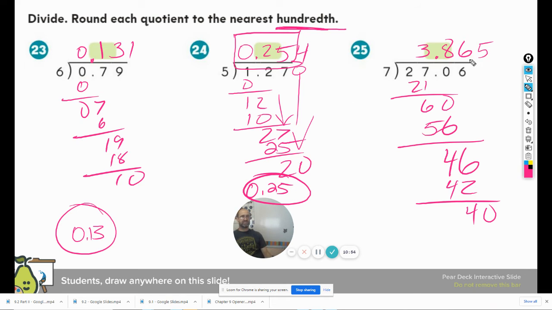Trying to get to the nearest hundredth. As soon as I get to the thousandths place, this 5 tells me to round this up to 3 and 87 hundredths. Okay.